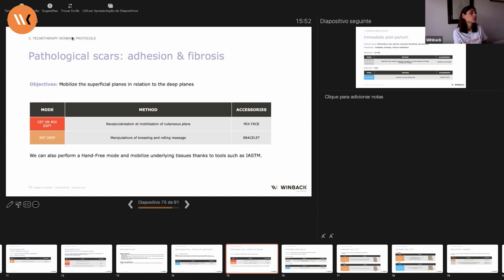Adhesions and fibrosis. The objective is to mobilize the superficial planes in relation to the deep planes, okay? You work in set or mixed soft in thermal, response 40%, 50% to ensure the revascularization and mobilization of the cutaneous planes. And then you work on red and deep red with the manipulations leading to rolling and massaging and molding phase.